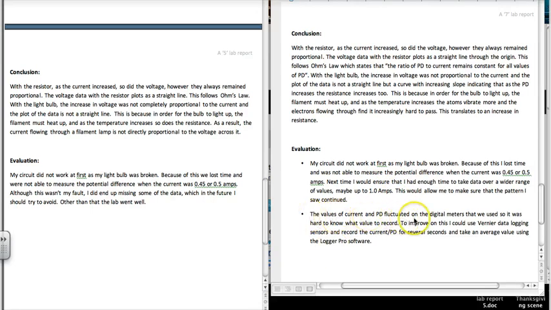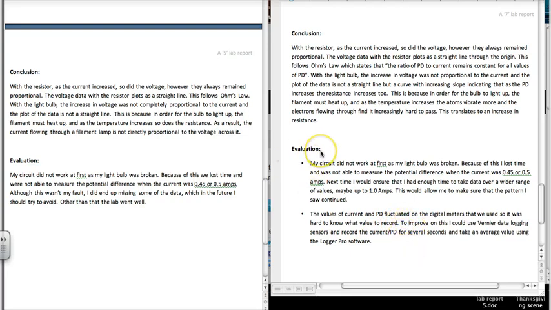The value of current and PD fluctuated on the digital meters that we used, so it was hard to know what value to record. That's a problem we have with digital meters, the numbers jump around. To improve this, I could use vernier data logging sensors and record the current and potential difference for several seconds and take an average value using the Logger Pro software. So here's a very clear problem which is outlined and a very clear improvement suggested.